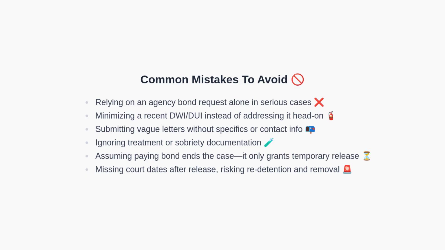Question: if a bond is granted and paid, what does it guarantee? Options: A. Permanent lawful status. B. Temporary release while the removal case continues. C. Dismissal of all charges. D. Work authorization approval. You may pause the video now to think about the answer. We will discuss the answer in the next section of the video.